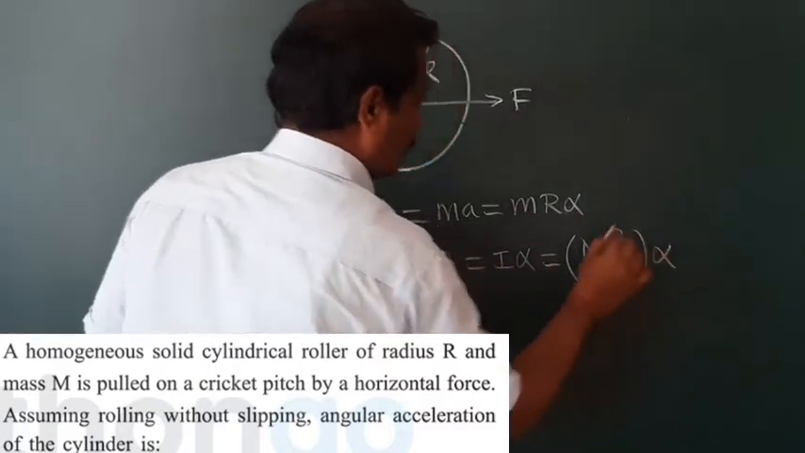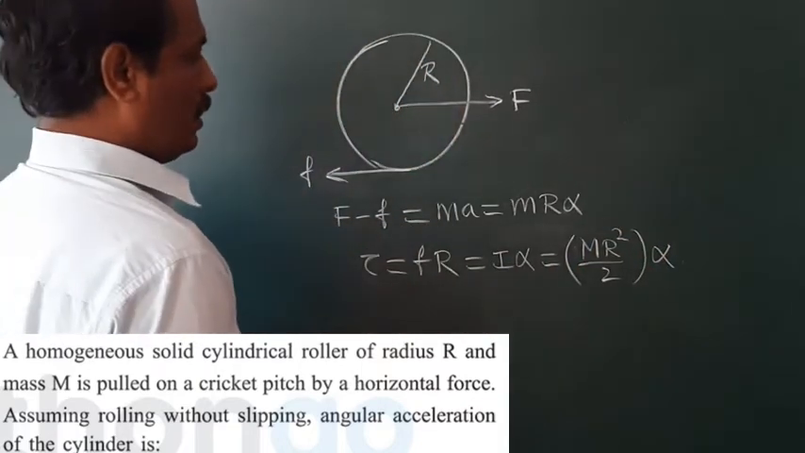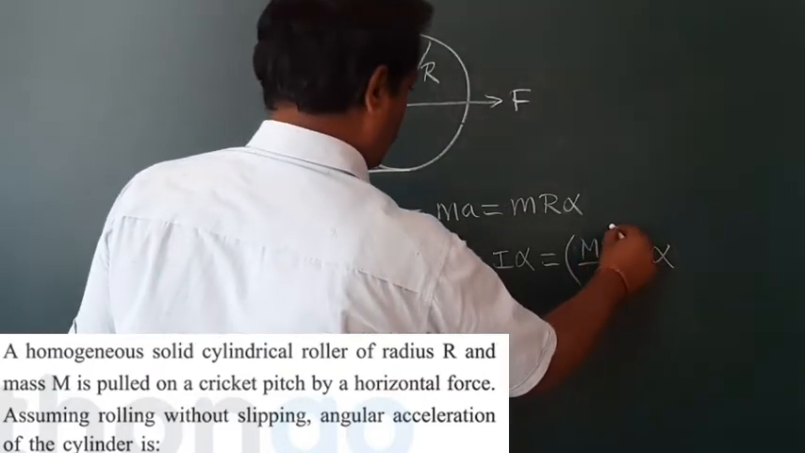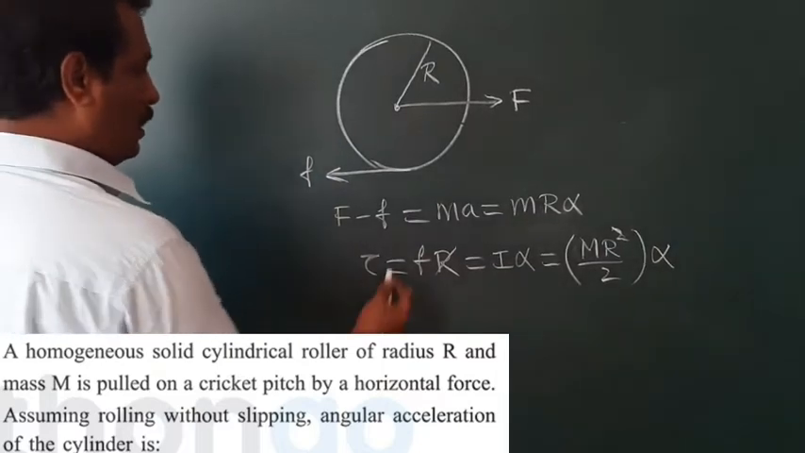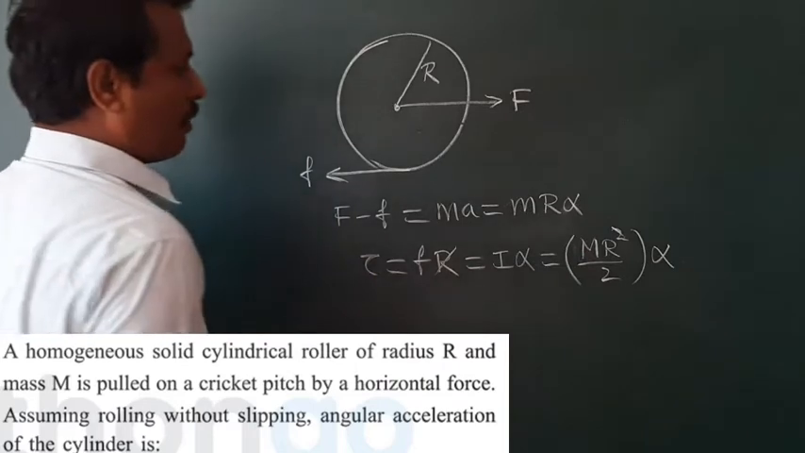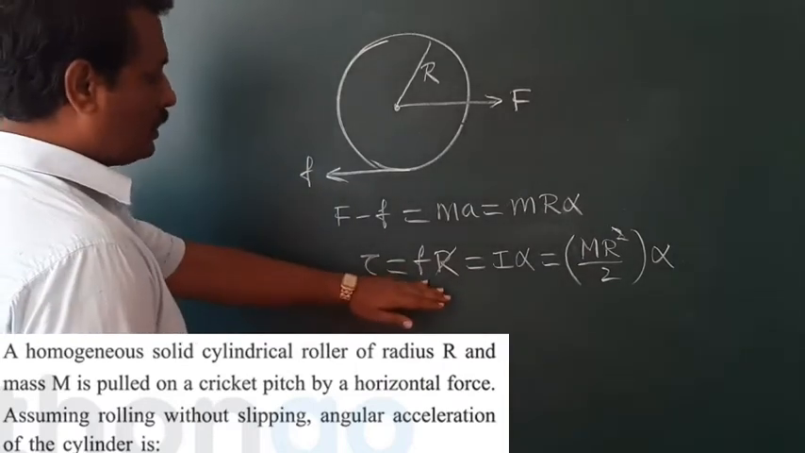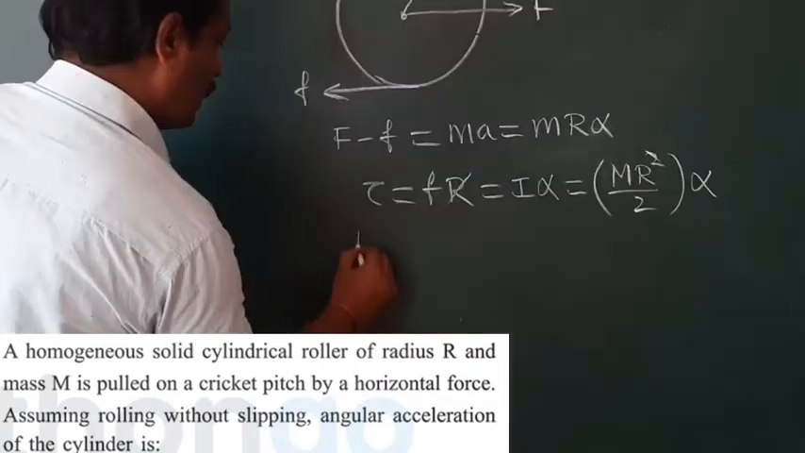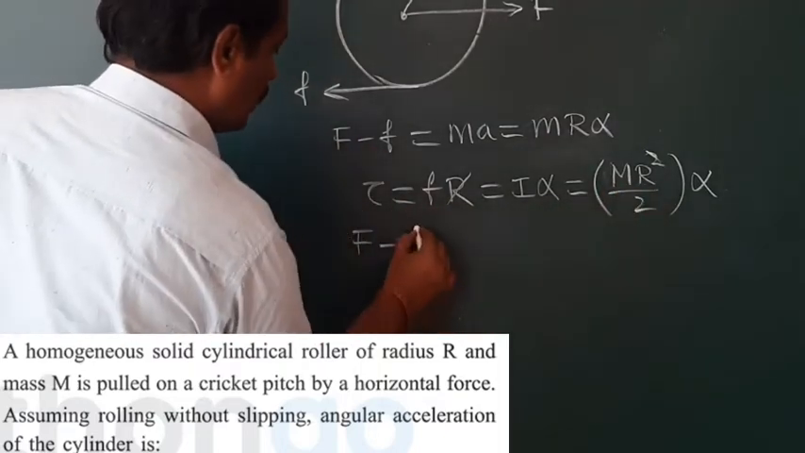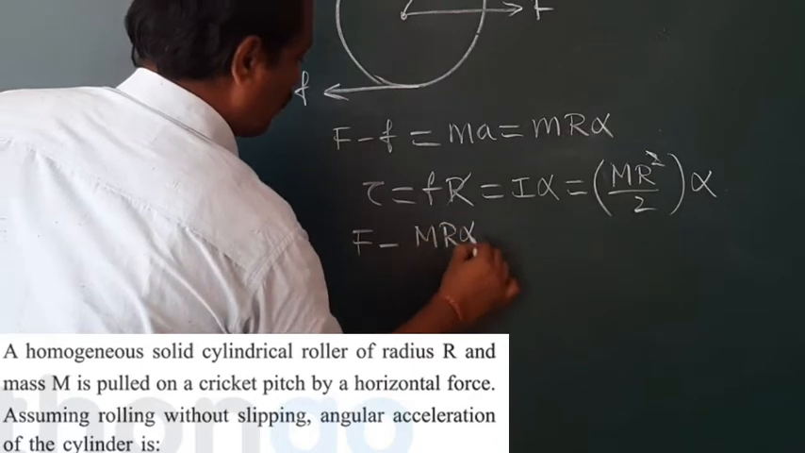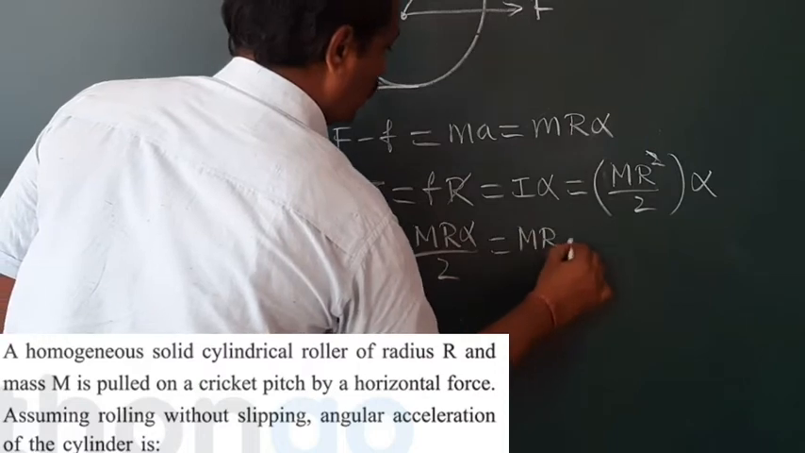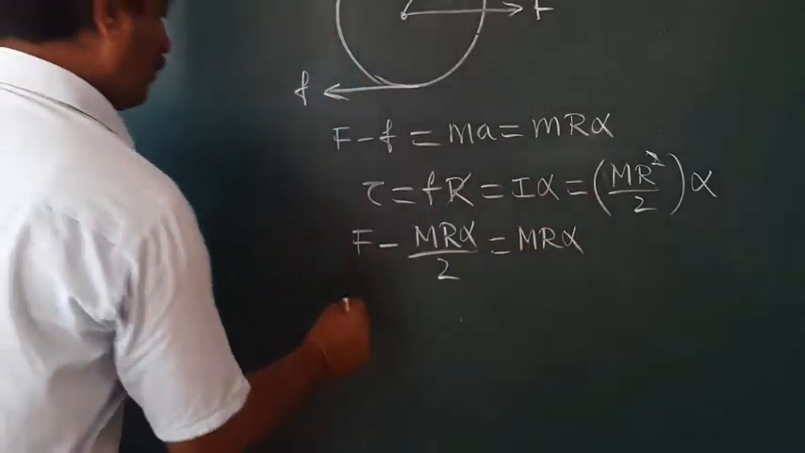Then here R gets cancelled. Therefore, you can write F is equal to mr alpha by 2. Now you substitute this here. You will get F minus, in place of F, I will write mr alpha by 2, is equal to mr alpha.